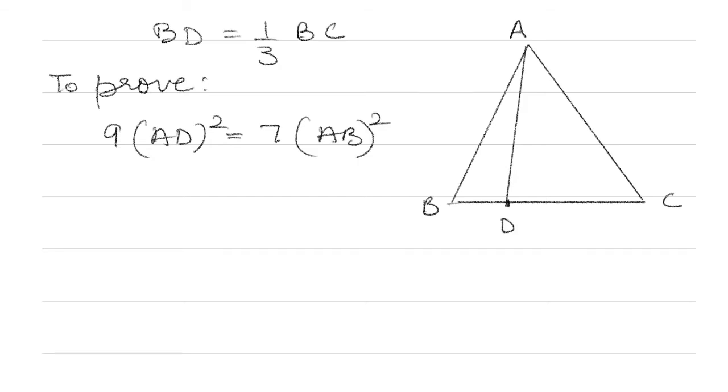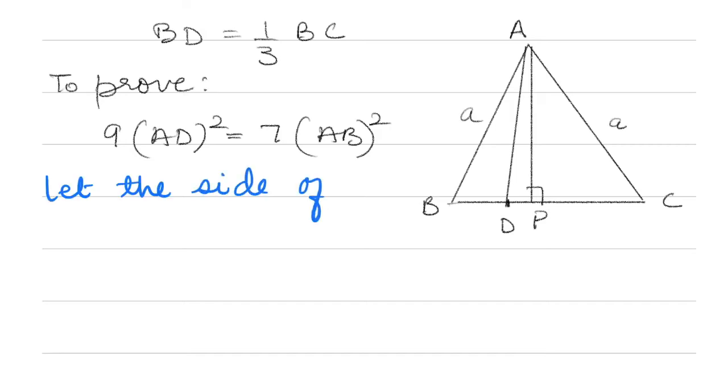Now let's draw a perpendicular on BC from vertex A. Let this point be P. Let all the sides of the equilateral triangle be a.